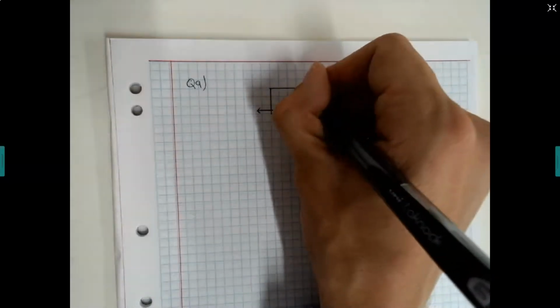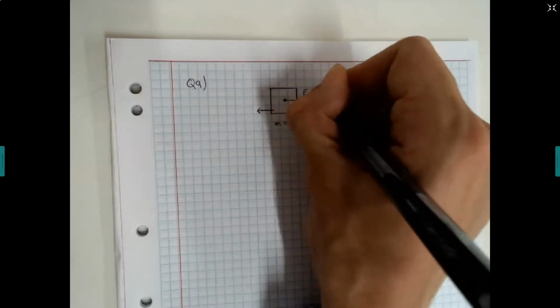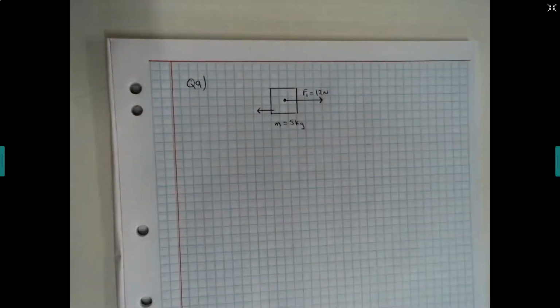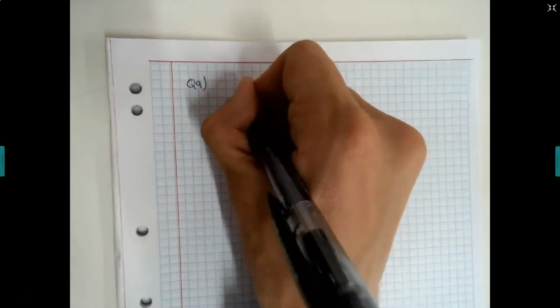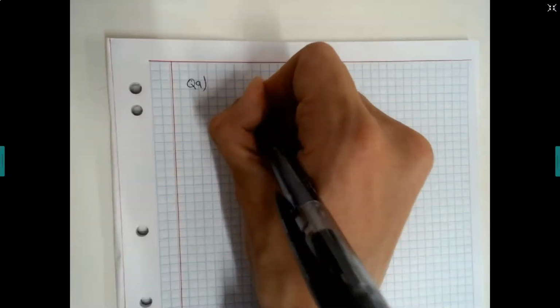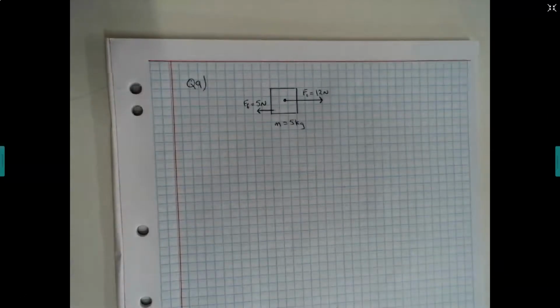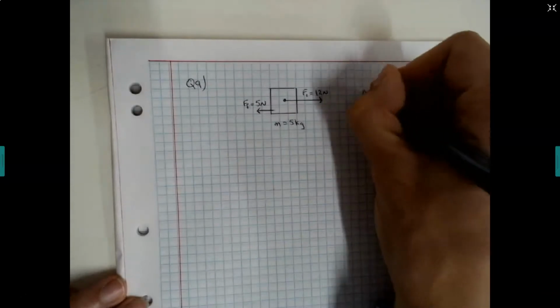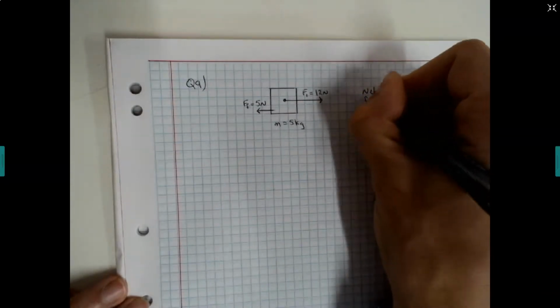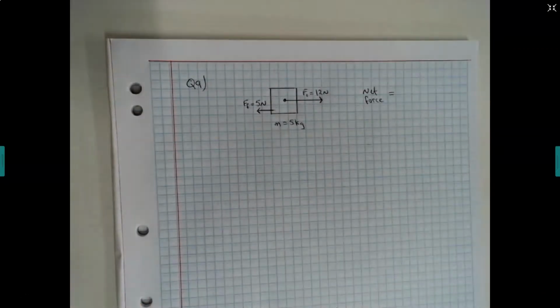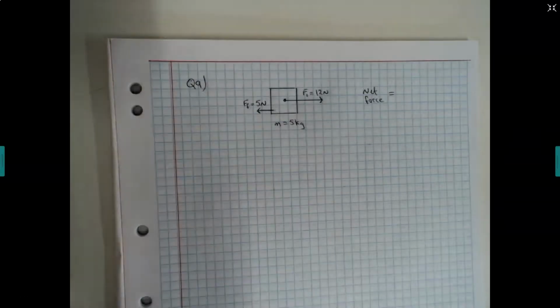So that force there equals 12 newtons. And then there's a frictional force, which is equal to 5 newtons. So now I've got a very clear diagram of what's happening. I'd be writing net force. What does net force mean? It means the total force. Now since these are in the same plane but in opposite direction, we can just subtract one vector from the other.